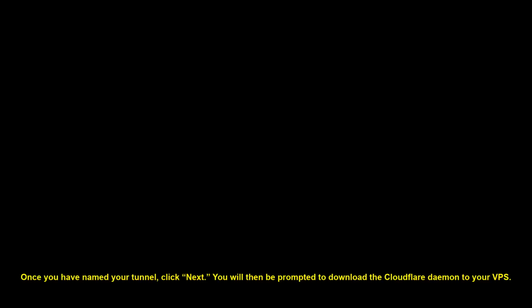Give your tunnel a name that is easy to identify. Once you have named your tunnel, click Next. You will then be prompted to download the Cloudflare daemon to your VPS. Choose the correct version for your operating system. After the download completes, connect to your VPS via SSH.